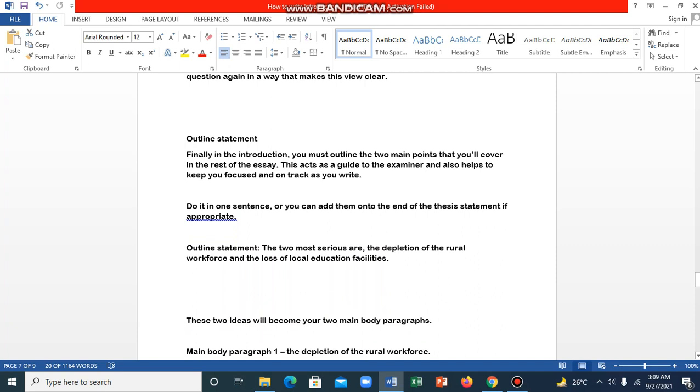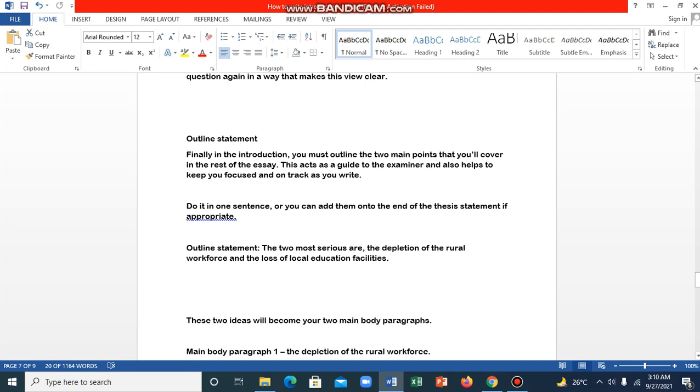Outline statement. Finally, in the introduction you must outline the two main points that you will cover in the rest of your essay. Outline का मतलब ये होता है कि आपने 2-3 points को outline करना है जो कि आप अपने essay में discuss करेंगे. This acts as a guide to the examiner and also helps to keep you focused and on track as you write. ठीक हो गया, इसमें क्या है, do it in one sentence.